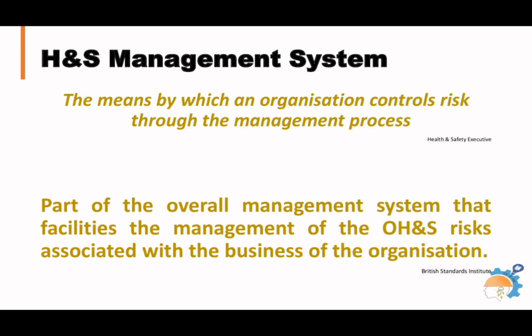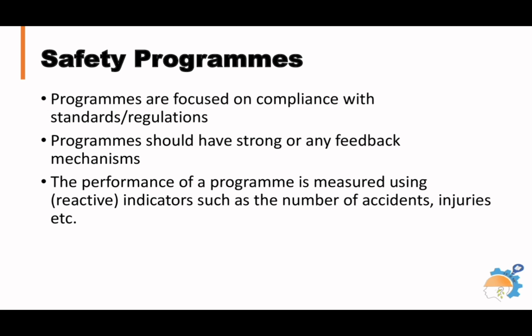According to these, the health and safety management includes the organizational structure, planning activities, responsibilities, practices, procedures, process, and resources for developing and achieving, reviewing, and maintaining the organization's OH&S policy. It is implemented through adoption of safety programs, which is described comprehensively in the preceding part of this video. Adopting the traditional approach produces successful results in the use of safety programs. The performance of a program is measured using reactive indicators such as the number of accidents, injuries, etc.